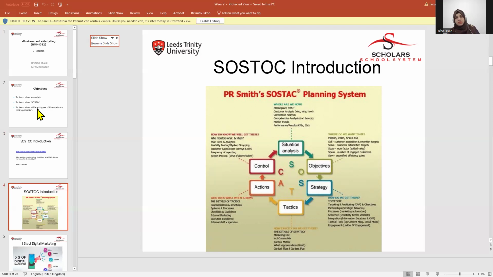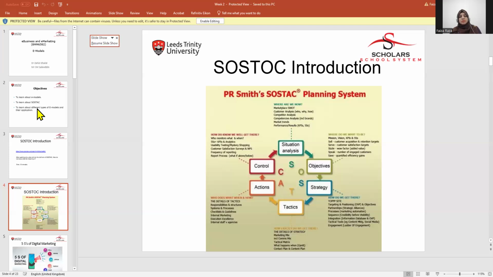Then O refers to objectives. So again, the question is: where do we want to be? Here we have to check the mission, vision, KPIs, and again the 5S, which is sell, serve, sizzle, speak, and save.